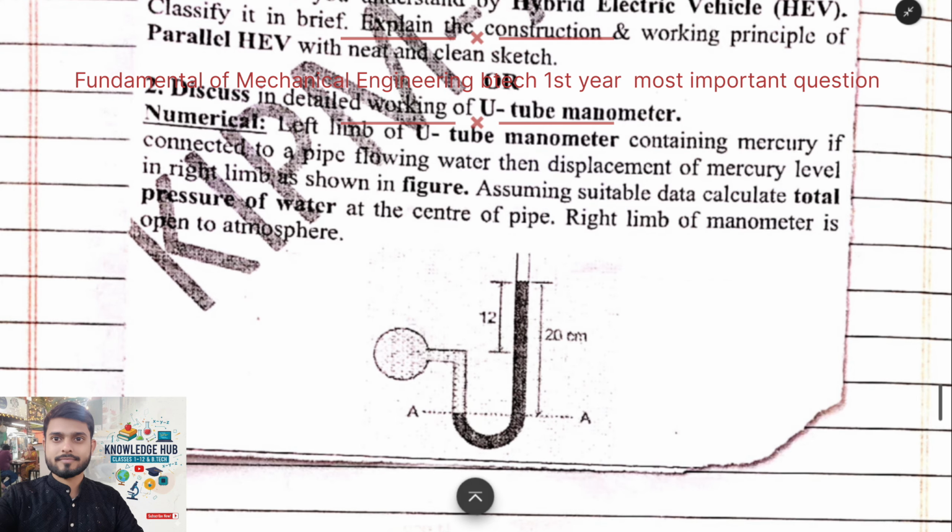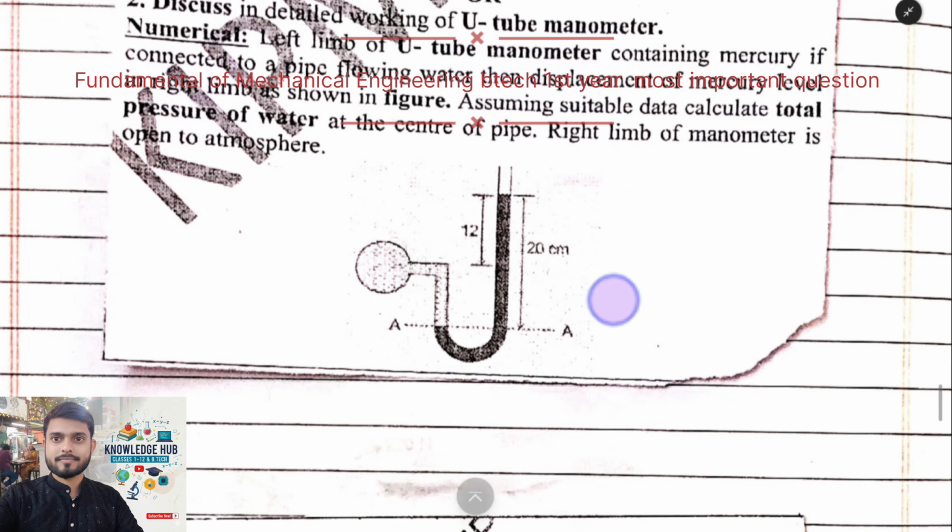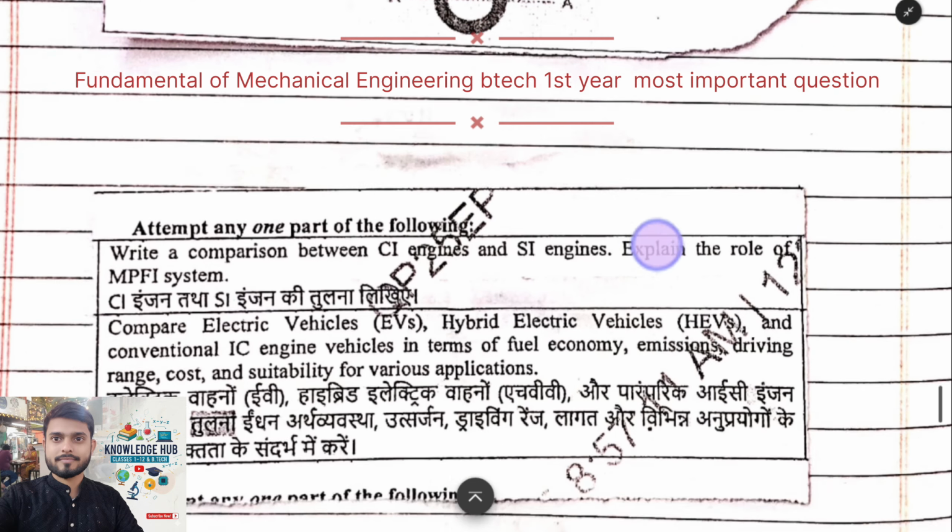Now the second is: discuss the detailed working of the U-tube manometer. This is one type of numerical. A U-tube manometer containing mercury, with a pipe, this is basically mercury. This is the height from this, and this is another way. If you know the formula, then you can solve this question very easily. And this is also scoring. You can get more marks in this.